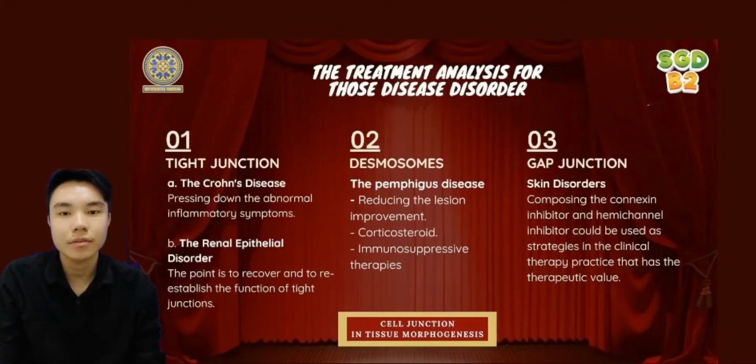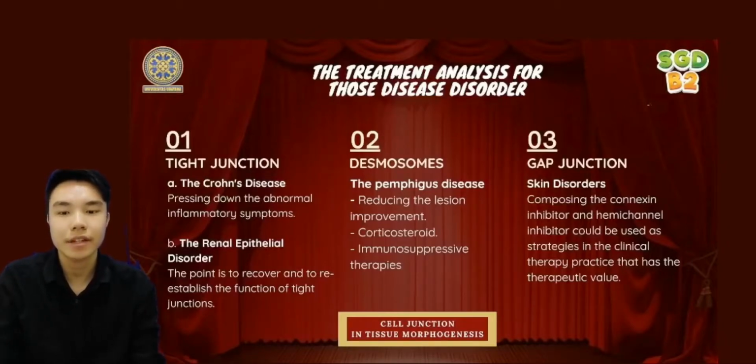The second one is desmosome. The pemphigus disease treatment cannot give a complete recovery. The treatment is by reducing the lesion improvement and growth and also preventing the recurrences. This already can count as a successful treatment. Commonly, corticosteroid is taken as pemphigus medication, but complications can be caused by corticosteroid.